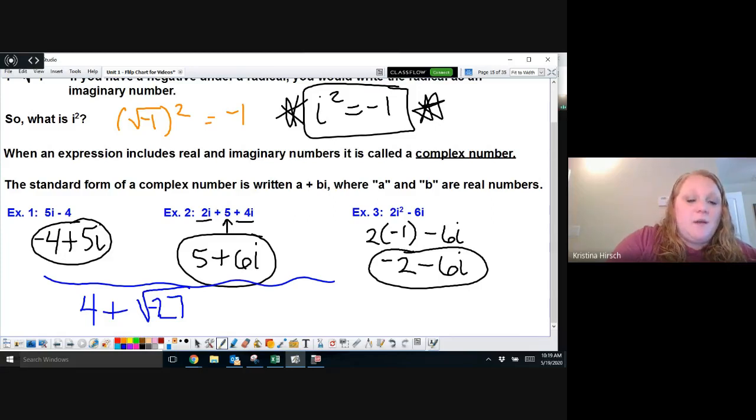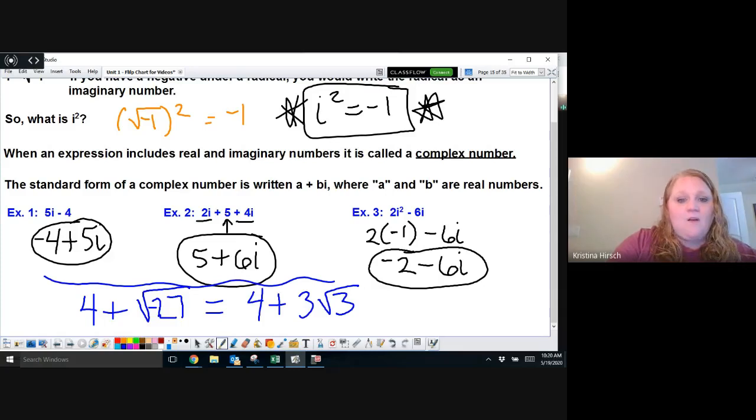This might not be a good example, because it has a radical. But okay, so this would be 4 plus 3 square roots of 3, but because there's a negative under the radical, there would be an I. And the I kind of gets sandwiched in the middle. Okay, so that is kind of a decent example. All right, so the I gets kind of sandwiched in the middle.